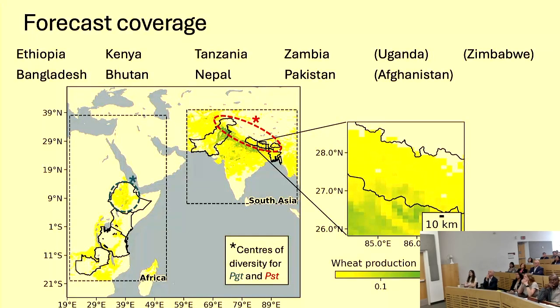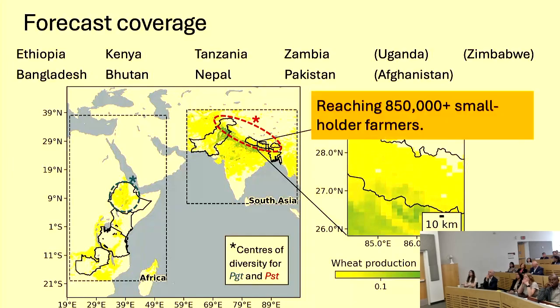And the part on the right just gives some sense of what the horizontal resolution of the outputs are. It's roughly 10 kilometers. And yeah, David mentioned about 600,000 smallholder farmers being reached in Nepal and Bangladesh, and there's some numbers for Ethiopia as well. The system is estimated to be reaching more than 850,000 smallholder farmers, so there's a big impact there.